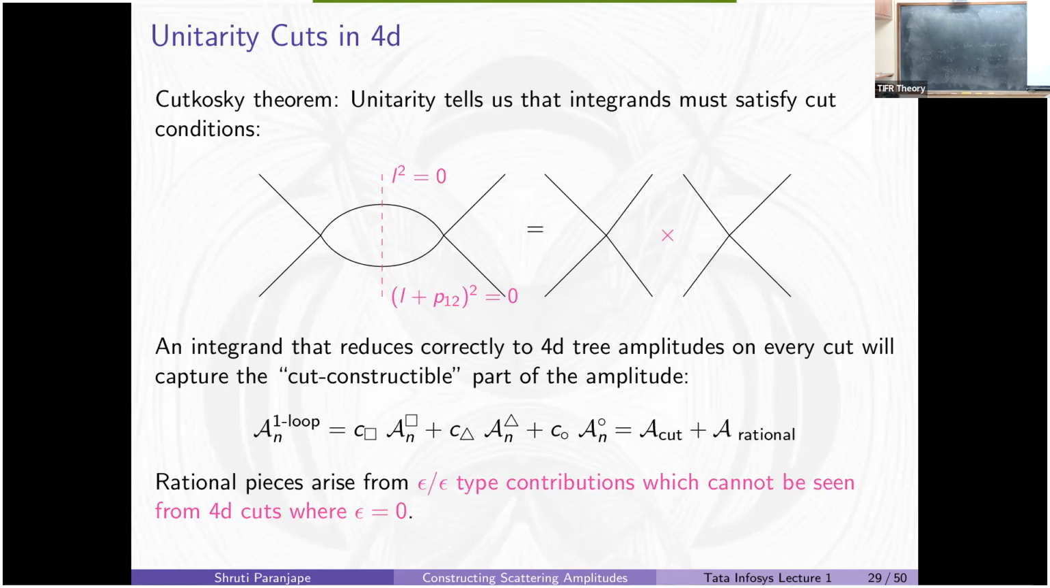And what I'm trying to say is that these duality non-preserving, or duality breaking, the duality violating amplitudes are all rational. That's what I'm saying. And the way to get these rational bits can never be from just using 4-dimensional cuts. That's why I keep stressing 4-dimensional cuts.